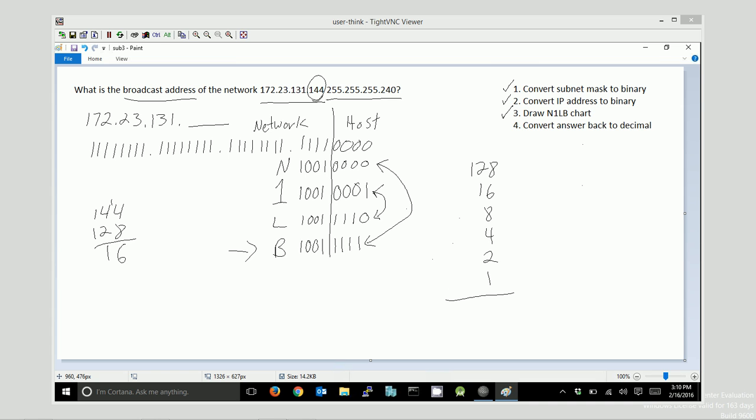So let's find my tens. There's a 10 there, so I can carry 2. And I've got 9 left over. 2, 2, and 1 is 5, and 1 there. So the broadcast address of the network 172.23.131.144 is 159.